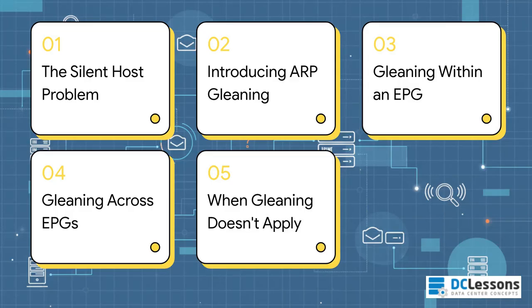First, we're going to really define what this silent host problem is. Then, we'll introduce ARP Gleaning as ACI's solution. After that, we'll watch it in action, looking at a couple of key scenarios, inside an EPG and across them. And finally, and this is super important, we'll talk about when ARP Gleaning doesn't kick in.